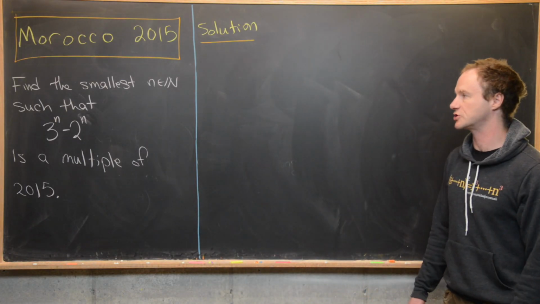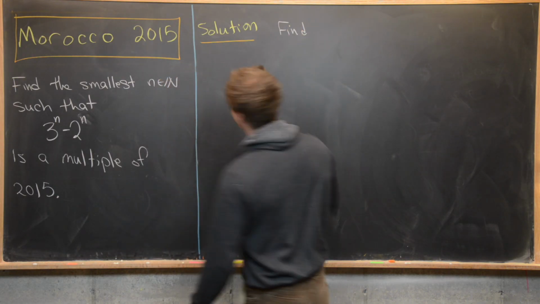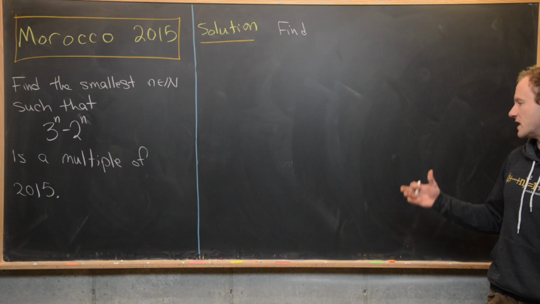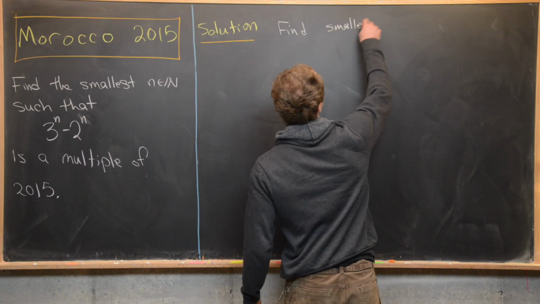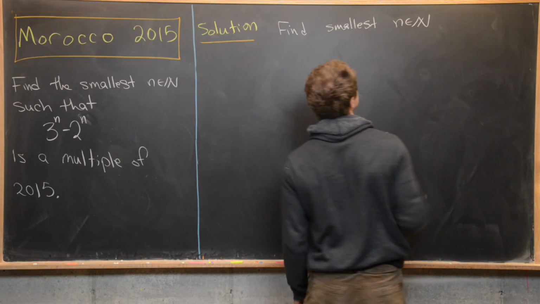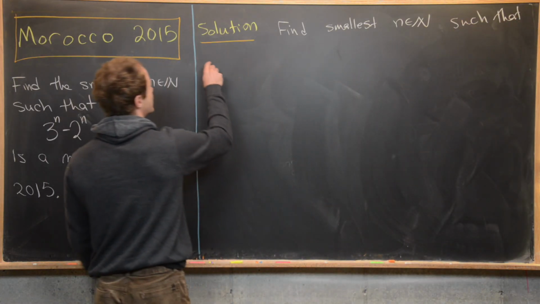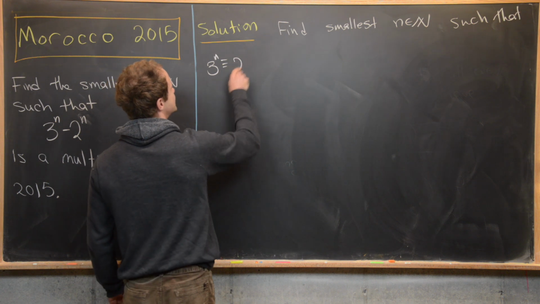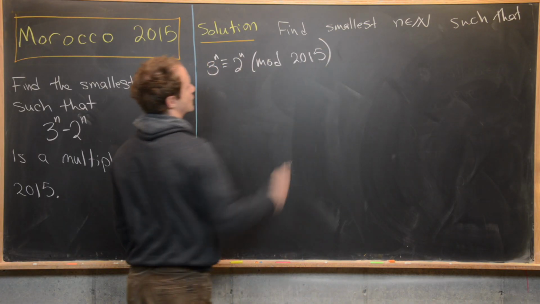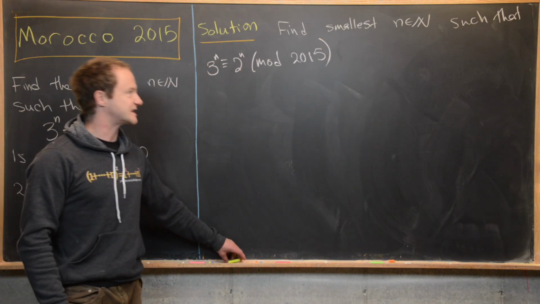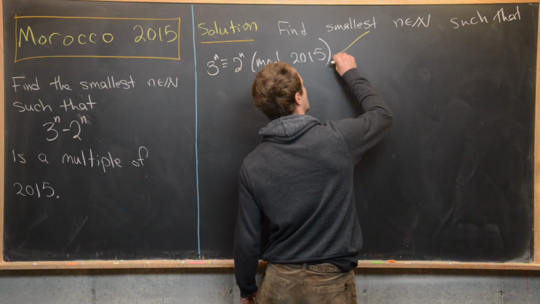Now we're ready to look at a solution. So I want to translate this problem to the following problem, which is equivalent via this notion of congruence modulo m, which was described on the last board. So we want to find the smallest natural number, i.e. positive integer n, such that 3 to the n is congruent to 2 to the n modulo 2015.